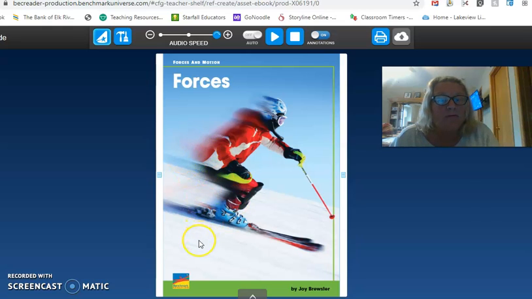Let's look at the photograph on the front cover. I see a person skiing, and they look like they're going really fast. I wonder how that skier is able to go really fast. Let's read and find out.